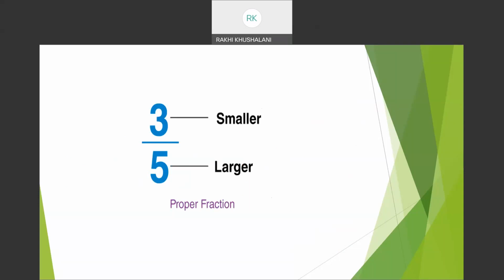Now if you come to a proper fraction, that is 3 upon 5. That means there are 5 equal pieces of a whole, out of which I am taking 3. At the same time, my observation is that 3 is smaller than 5. So it's a proper fraction. That means I have 5 pieces, out of which I picked 3 pieces.